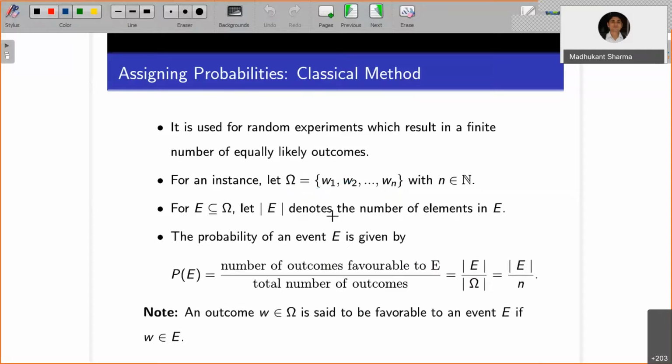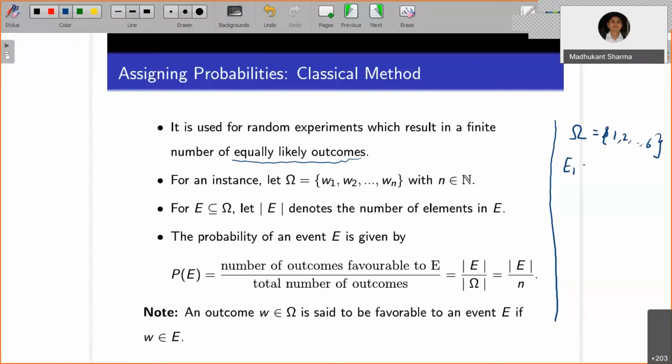Right. So then the probability of an event E is given by mod E by mod omega, meaning the number of favorable outcomes by the total number of outcomes. So the total number of outcomes is n. Here we also assume that all outcomes are equally likely, which means they are not biased. An outcome W in omega is said to be favorable to an event E if W belongs to it. So if you go back to the previous examples, let omega be the sample space of rolling a dice: 1, 2, up to 6.